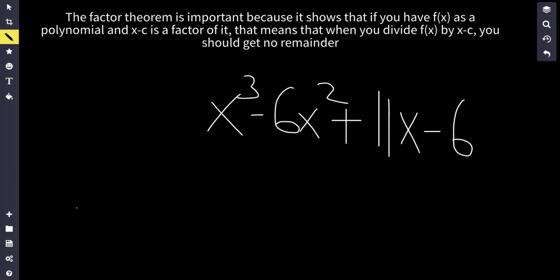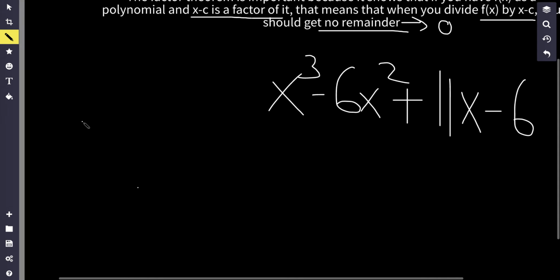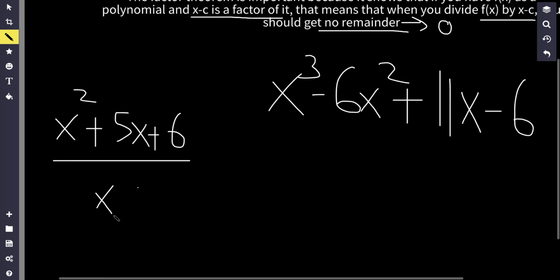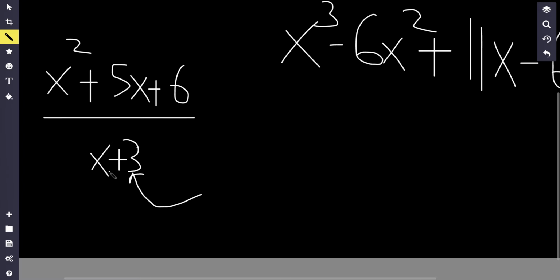Now, the factor theorem is important because it shows that if you have a polynomial f of x, and x minus c is a factor of it, that means that when you divide f of x by x minus c, you should get no remainder. So you should get a remainder of 0. So for example, let's say I have x squared plus 5x plus 6, and I divide this by x plus 3, and I tell you that x plus 3 is a factor of x squared plus 5x plus 6. Well, that means that when I divide these two things together, I expect to get no remainder. And that's true, right?